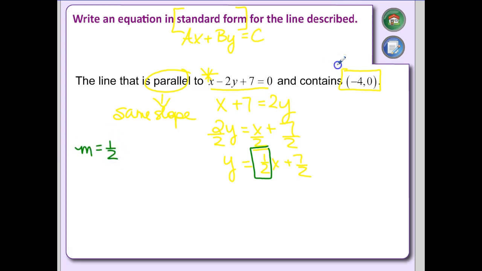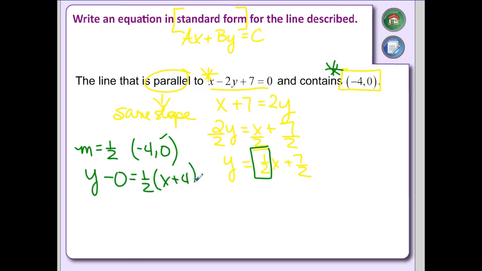And then the point they gave me to work with is (-4, 0). Now, let's go ahead and use our point-slope form and put everybody where they belong. So here we go. We've got y minus 0 equals 1/2 times x plus 4. Well, y minus 0 doesn't mean anything. So we've got y equals 1/2 x. 1/2 of 4 is 2, plus 2.